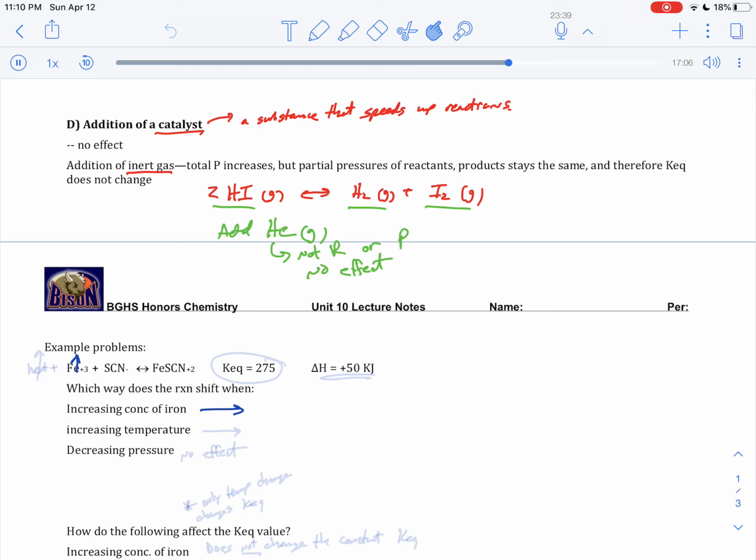For increasing temperature, the heat change is positive 50, which means this is endothermic, so heat is a reactant. If you increase the temperature, you now have too much reactant. It's going to try to consume that extra heat, and it's going to shift to the right. For the third one, decreasing pressure, we only have ions here. The iron, the thiocyanate, and the FeSCN 2 positive are all aqueous ions. They are not gases, so decreasing pressure will have no effect.